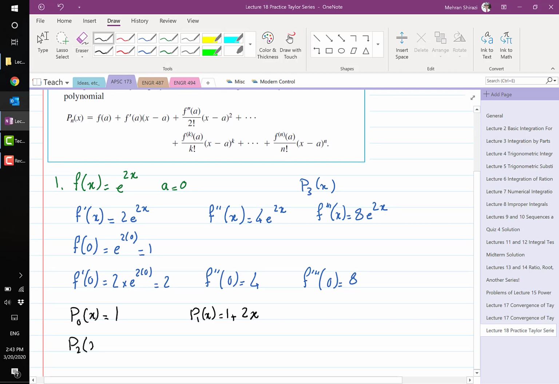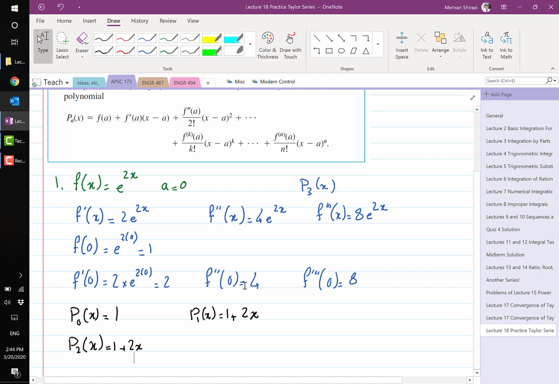If you want P2, this is the second order Taylor polynomial of e to the power of 2x at a = 0. You can see we have f of a, which is 1. We have f prime of 0 times x minus 0, which is 2x. So everything is like the previous Taylor polynomial. Now we have a new term, the second order of f at 0.